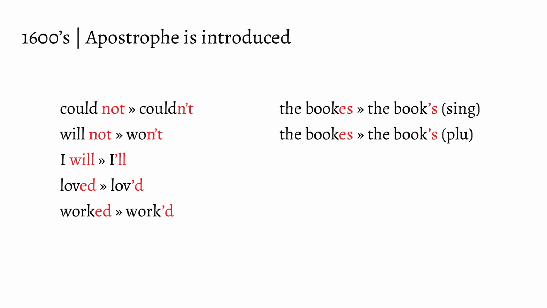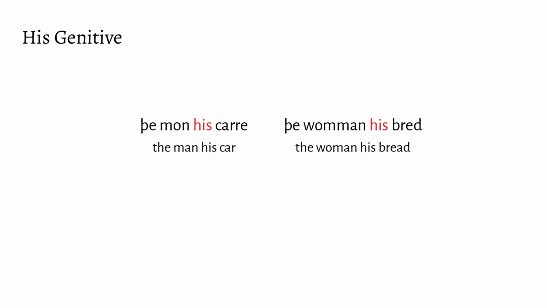Apostrophe s for the genitive is just a remnant of this old system of apostrophe use. Everything else brought back the e or just dropped it entirely. But just that alone might not have been enough to solidify apostrophe s in English. There was another thing that helped preserve this old practice, and I mentioned it earlier. This other thing was the his genitive.